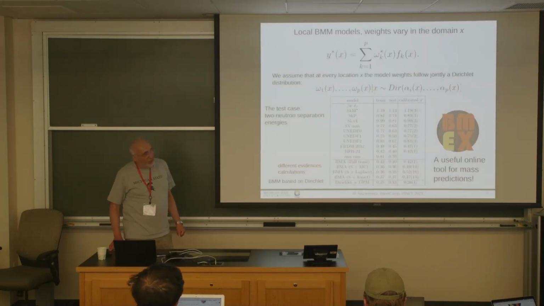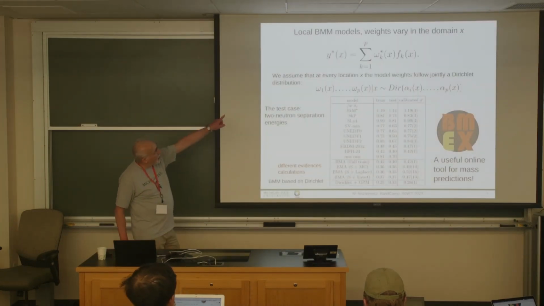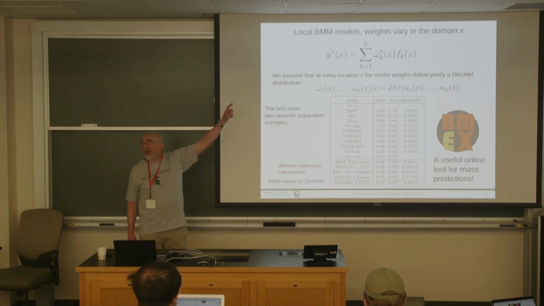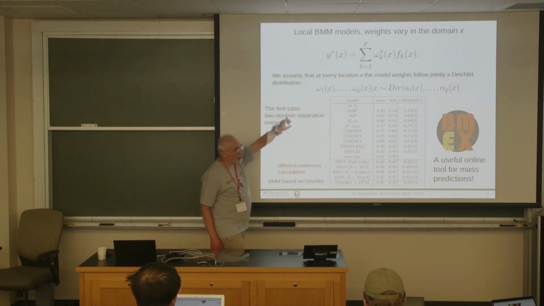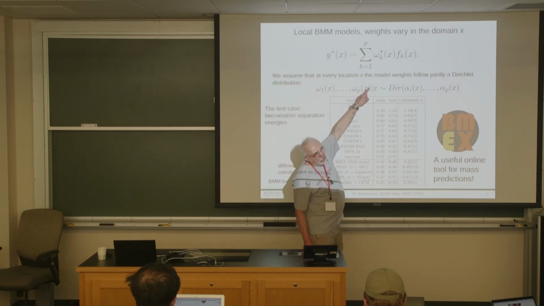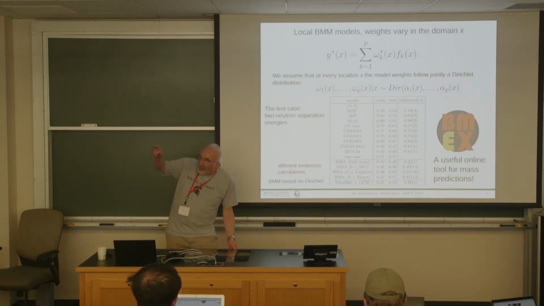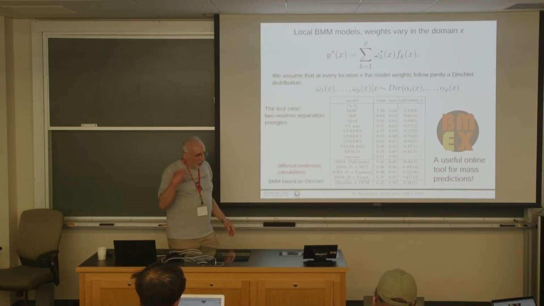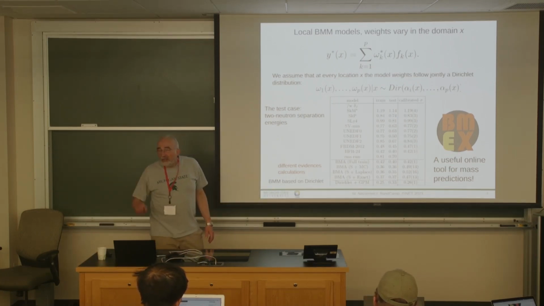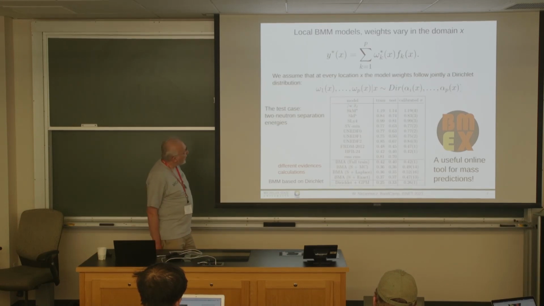And the second thing is to make those weights dependent on the domain. Now those weights, as Matt showed, depend also on the domain. So the weight depends on Z and N. Locally, the weights can favor a particular model. Okay, so this makes sense.